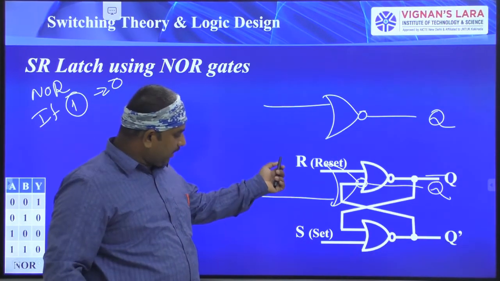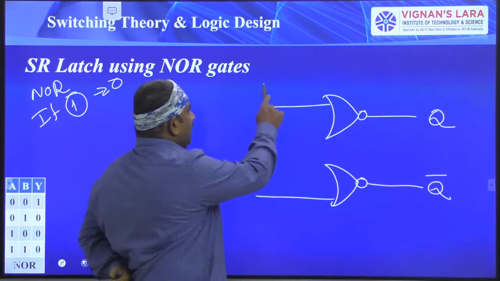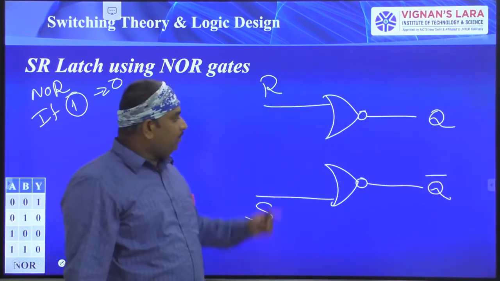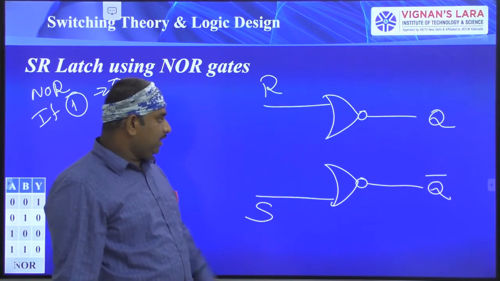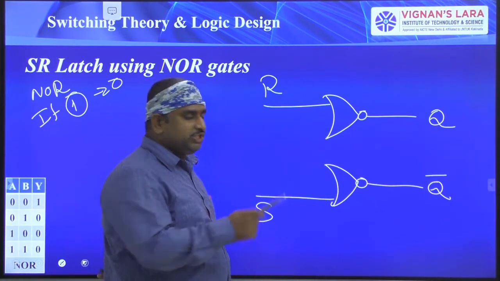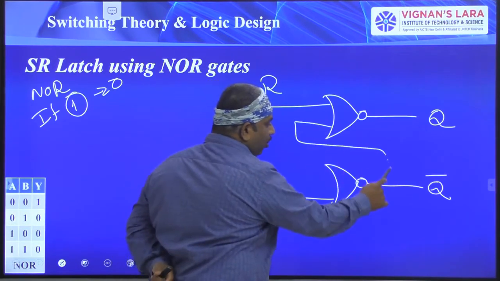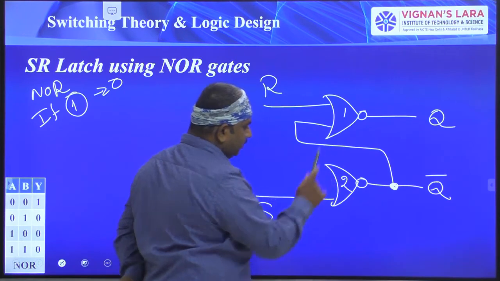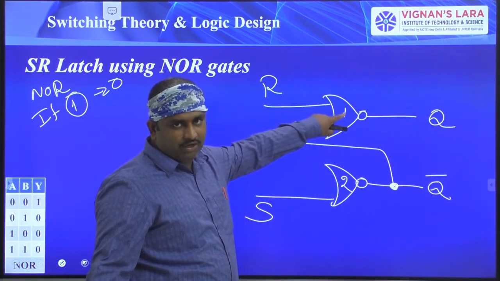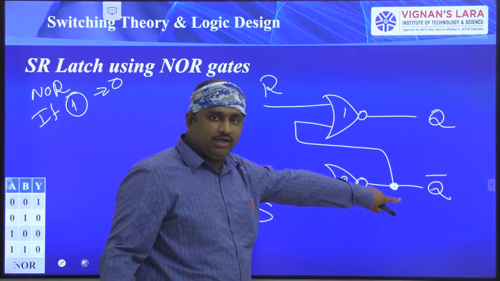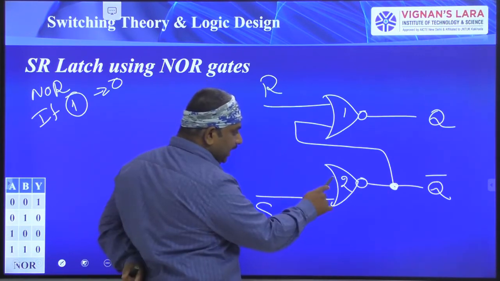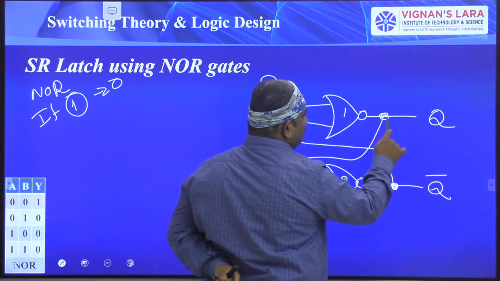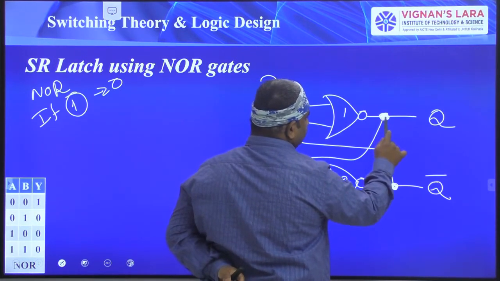From this diagram I have taken R and S. I have taken one input equal to R and another input equal to S. I have taken two inputs. Another input of this NOR gate I have taken from the output of the second NOR gate. The second input of the first NOR gate I have taken from the second NOR gate output, and for the second NOR gate, one of the inputs I have taken from the first NOR gate output.